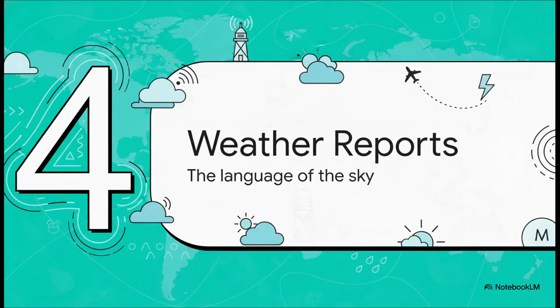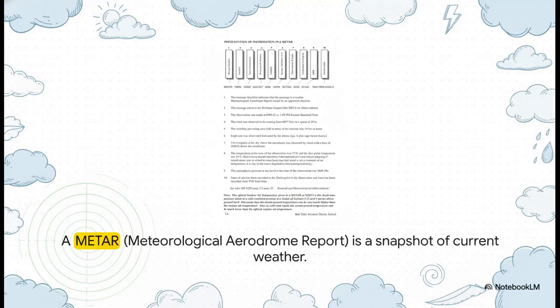So that's a lot of theory about what's happening up in the sky. But how do we actually know what's going on before we take off? How do we get this information? Well, we have to learn to speak the language of aviation weather. Okay, at first glance, this just looks like a bunch of gibberish, right? But this is actually a METAR, a meteorological aerodrome report. Think of it as a super condensed snapshot of the weather at an airport right now.